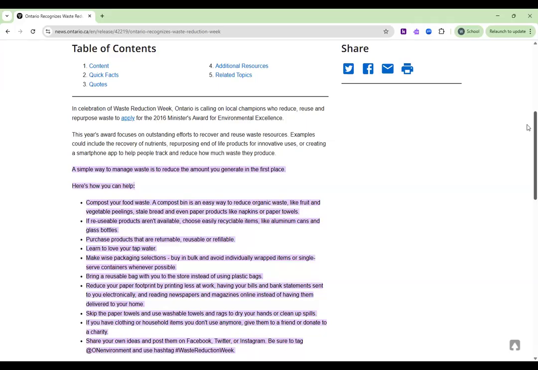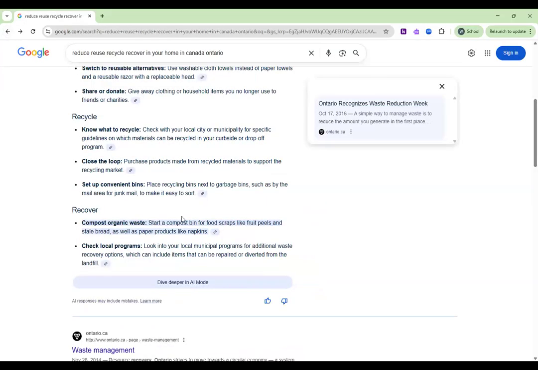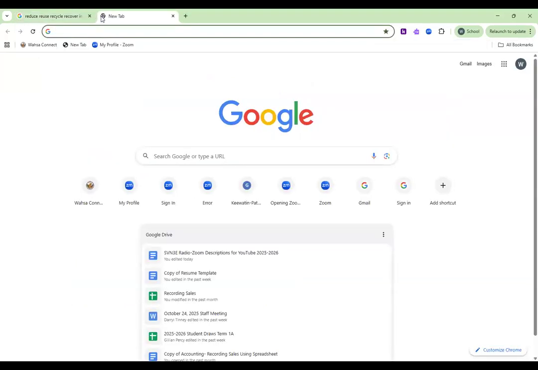Okay, we're going to go back to where we were here. Okay, recover, so it's organic waste. And then there's local programs. So this is the one I wanted to show everybody. Very exciting.